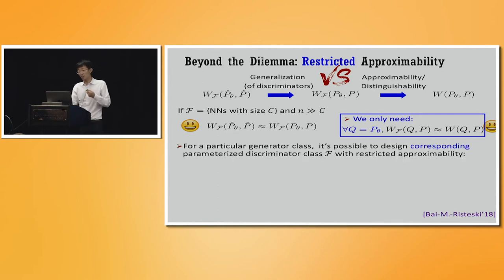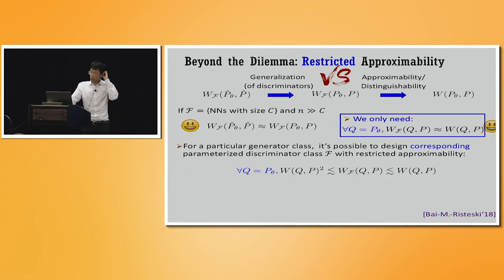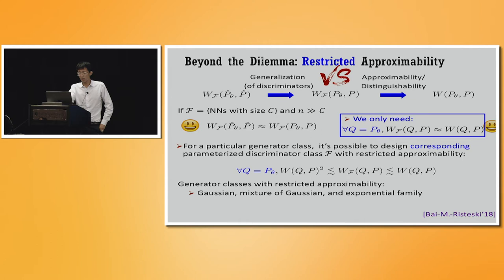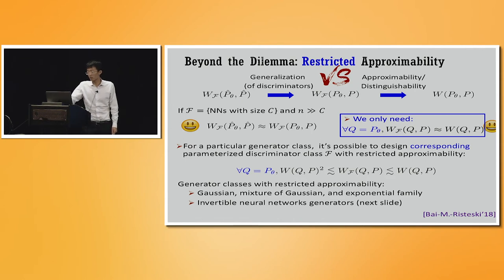For a particular generator class, you define some G sub theta, and it's possible to design a corresponding parameterized discriminator class with restricted approximability in the following sense. We can hope to show that for all distributions Q that can possibly be generated, the WF distance approximates the Wasserstein distance, with a loss in the power of 2. So the WF distance is sandwiched between the square of the Wasserstein distance and the Wasserstein distance. We can show this for several generator classes: for Gaussian, mixture of Gaussians, and exponential family, we can design such a discriminator class. And also for invertible, or actually injective, neural networks, we can show such restricted approximability.